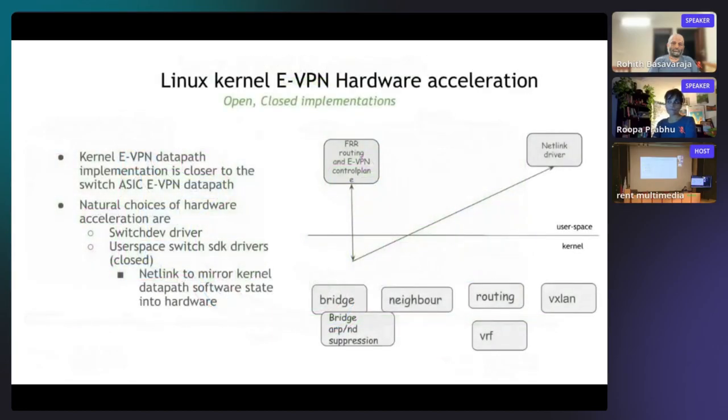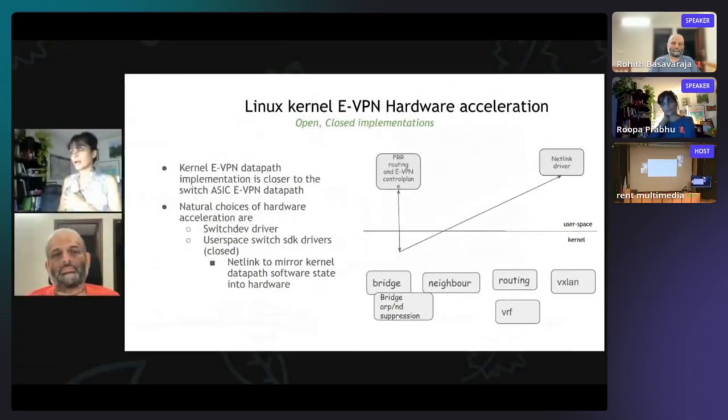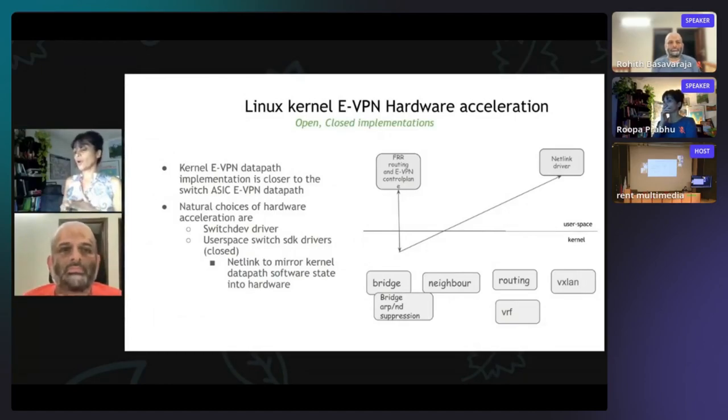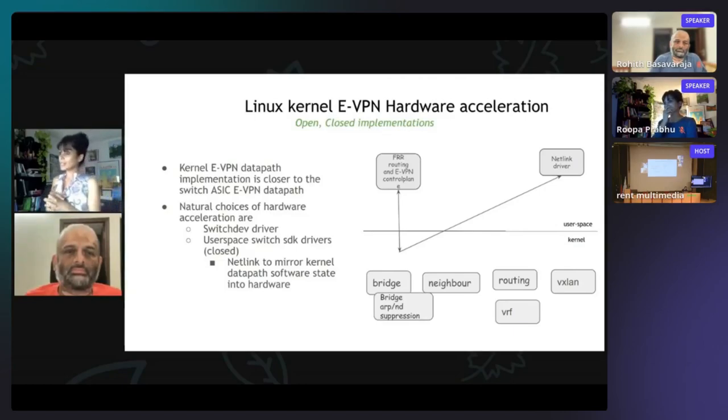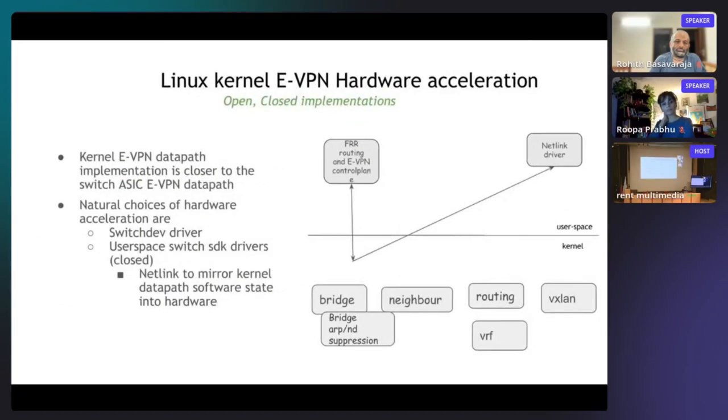Coming back to the hardware acceleration implementations that exist today for EVPN: the kernel data path implementation is closer to what a switch ASIC EVPN data path is today. It's similar to that. The natural choice of hardware acceleration, if you need an open implementation, is a switchdev driver to some extent. Most of these switch ASICs come with SDKs in user space, which are closed, and so whatever driver you write in user space also needs to be closed.